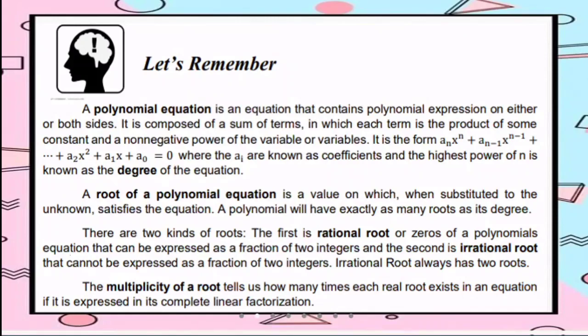Sabi ko nga, kung ilan yung degree niya, kunwari raised to 5th, 5 din yung roots niya. Pag raised to 4, 4. Pag raised to 2, 2 lang. Pag x lang siya, raised to 1 lang yung degree niya, isa lang din yung roots natin. Yan, there are two kinds of roots. The first, the rational roots natin, yung mga real numbers, positive and negative numbers. Next, the roots of a polynomial equation that can be expressed as a fraction of two integers, and the irrational roots that cannot be expressed as a fraction of two integers. Yan, always have two roots.